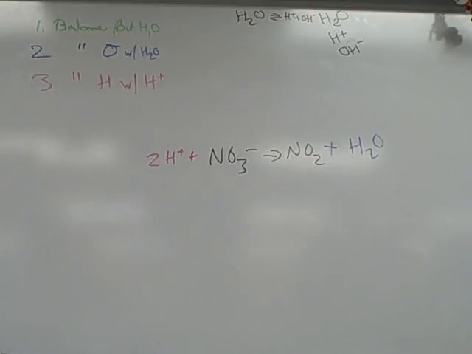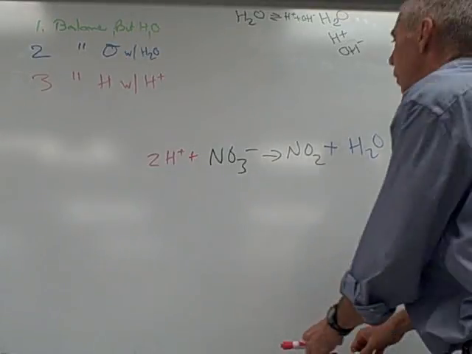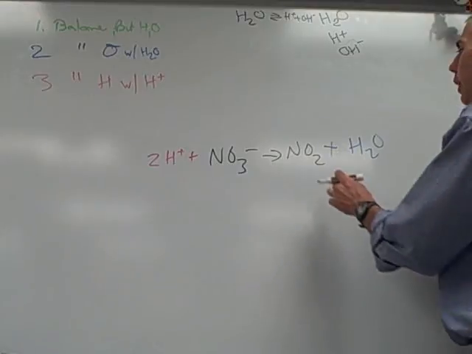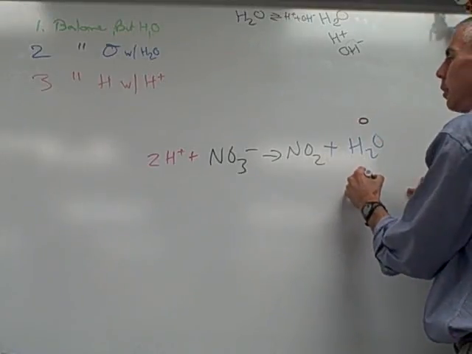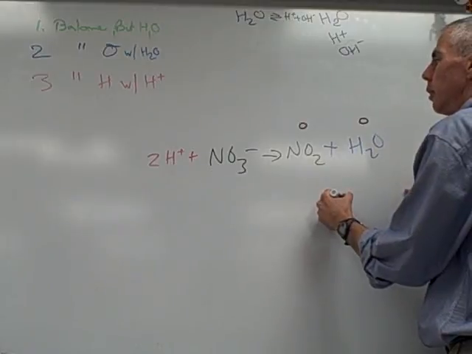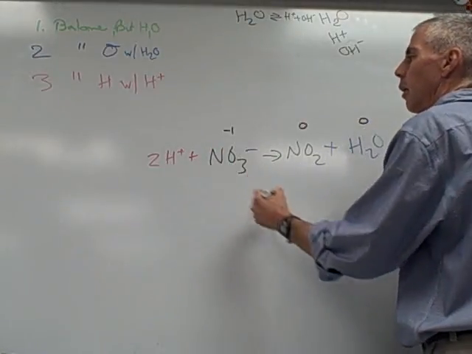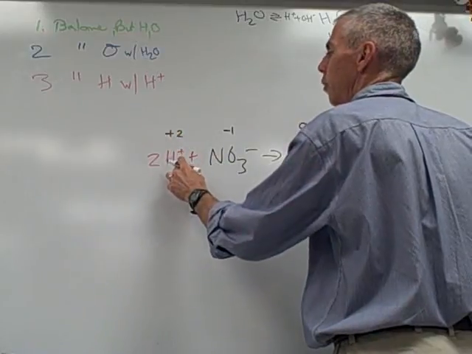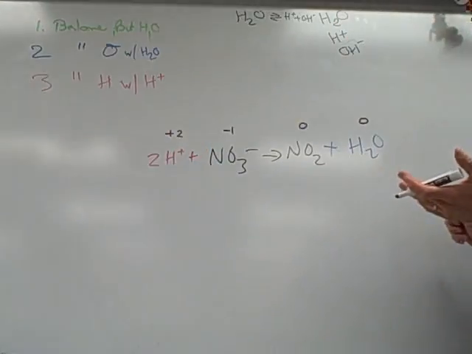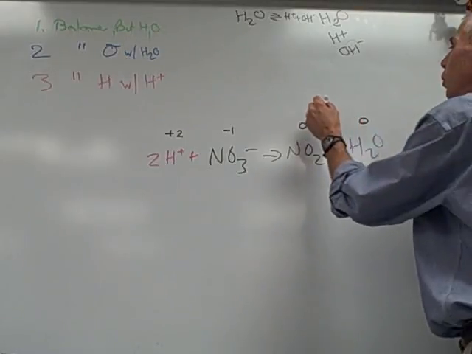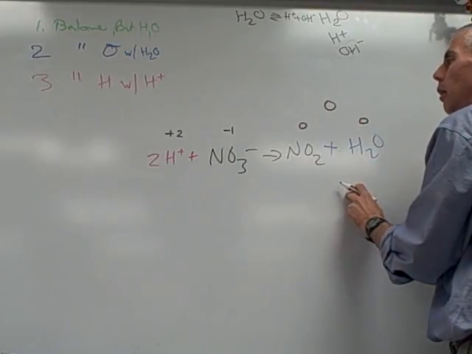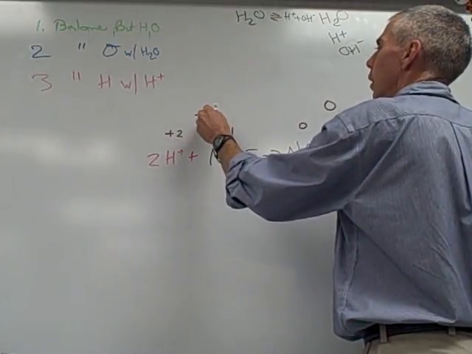Do we have the same number of H's, same number of O's, same number of N's? But there's a problem. The charge. If you look at this side over here, this molecule has no charge. This molecule has no charge. This molecule is -1. These are a total of +2. There are 2 of them at +1, therefore +2. So this whole side has a charge of 0. This side over here has a +1.